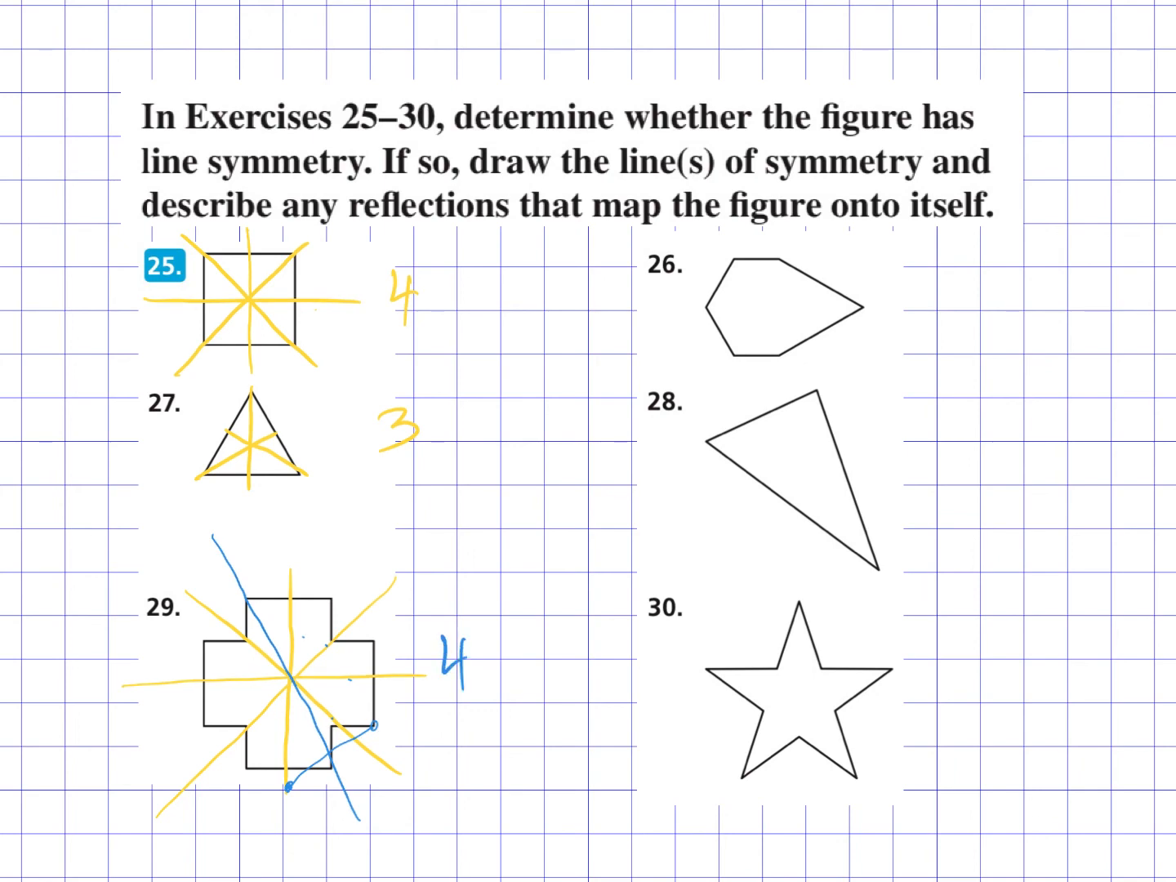26, if you look at 26, I can go down the center, but there isn't any other way to do it. So that only has one. 28 is a scalene triangle. None of the angles are the same. None of the sides are the same. So it doesn't look like you could split this at all. So that would be 0.